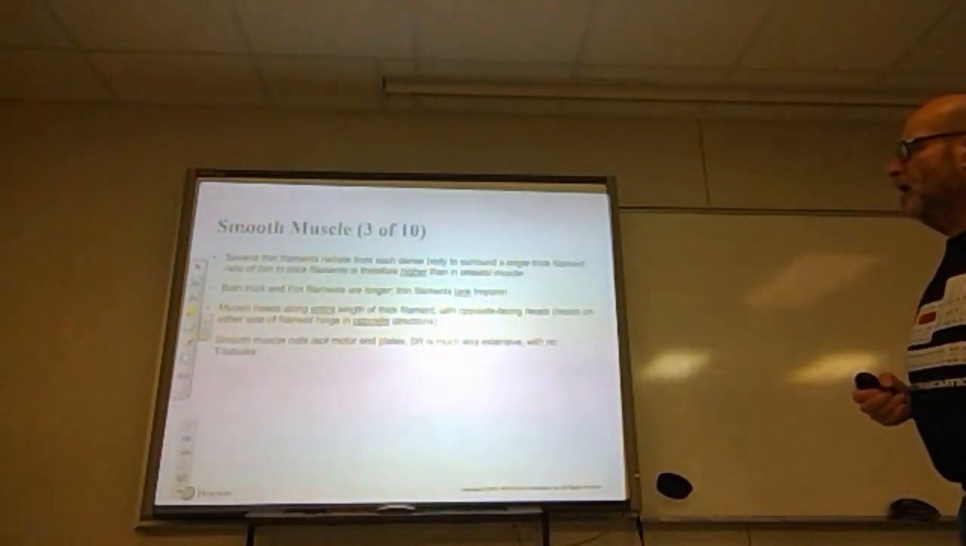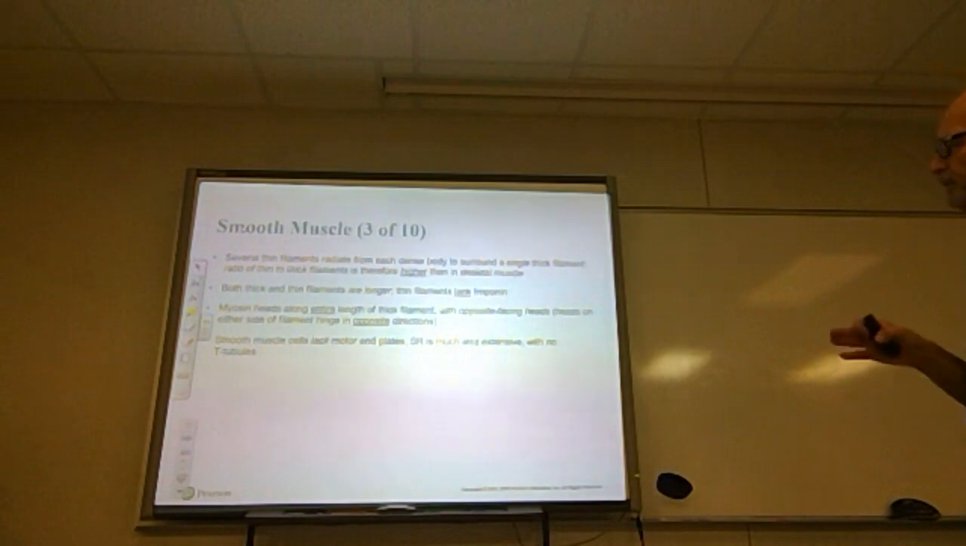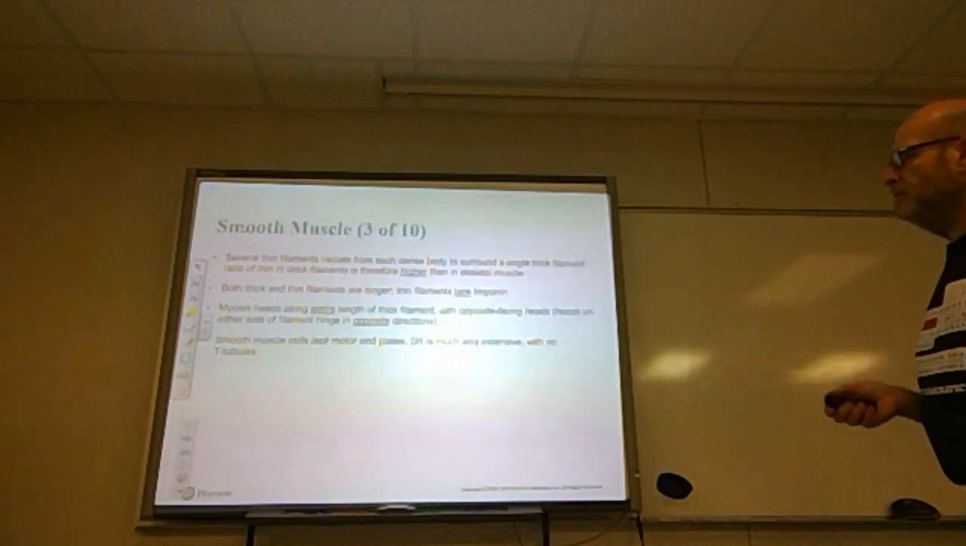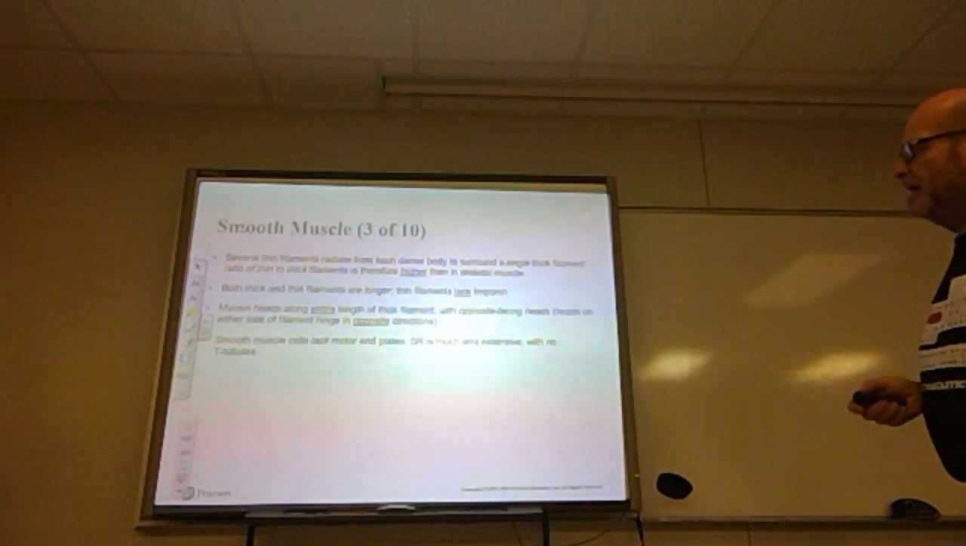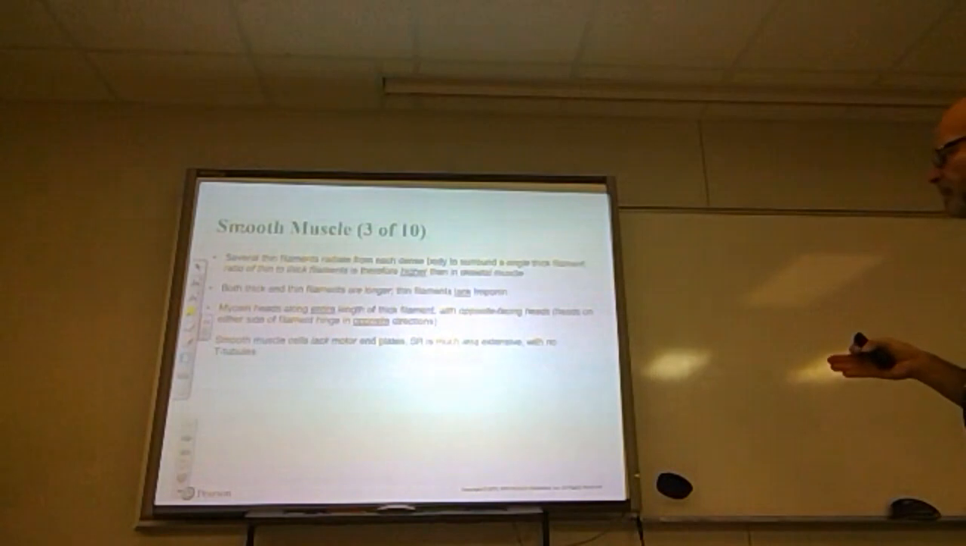You have several thin layers of filaments that radiate from each dense body to surround a single thick filament. The ratio of thin to thick is therefore higher than in skeletal muscle. Both the thick and thin are longer. The thin lacks troponin. The myosin heads are found along the entire length of the thick filament.